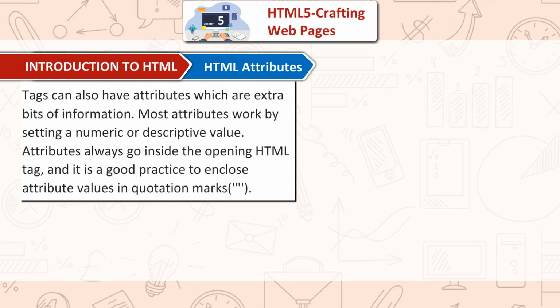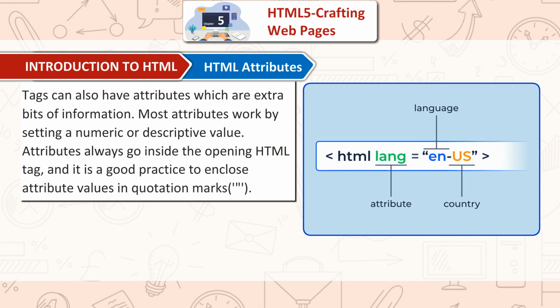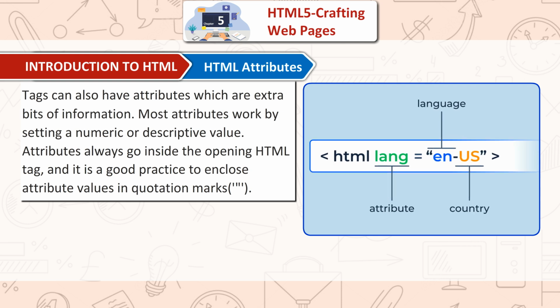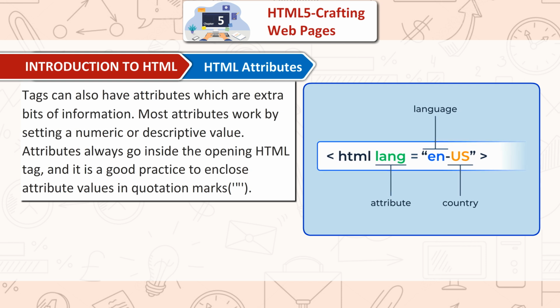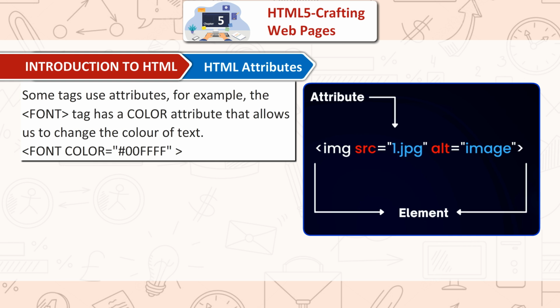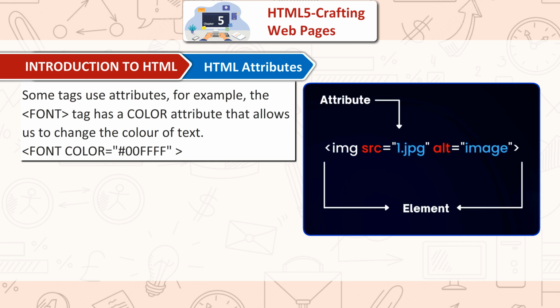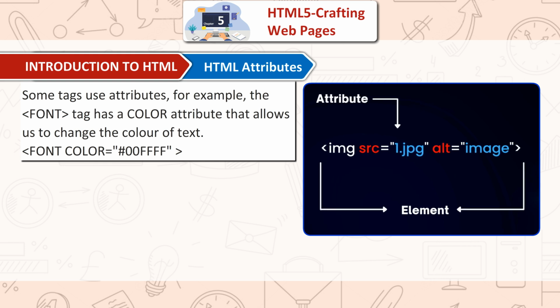HTML attributes. Tags can also have attributes which are extra bits of information. Most attributes work by setting a numeric or descriptive value. Attributes always go inside the opening HTML tag, and it is a good practice to enclose attribute values in quotation marks. Some tags use attributes. For example, the font tag has a color attribute that allows us to change the color of text.